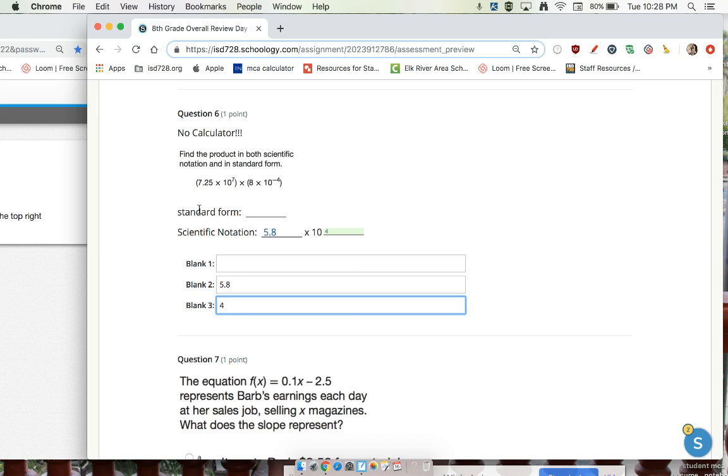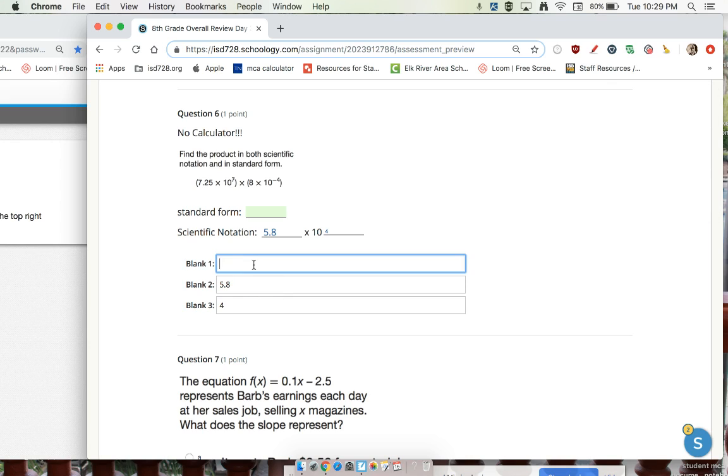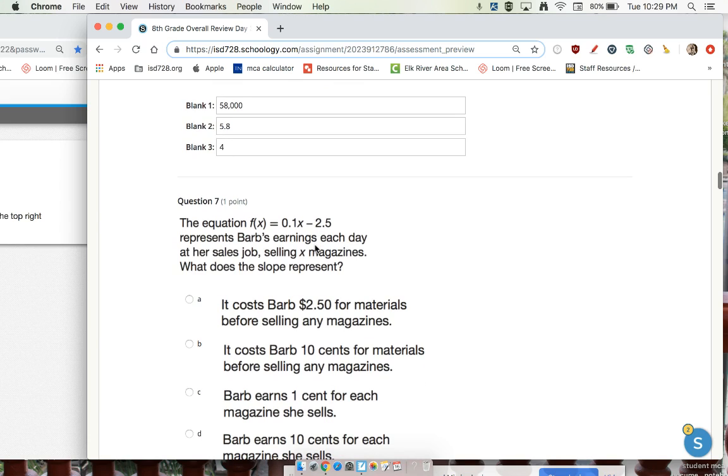And then I can go ahead and write it in standard form from here. The 4 just means I need to move the decimal 4 spots to the right. So there's 1 spot, and then I need 3 placeholder zeros. 1, 2, 3. So it would be 58,000 would be my standard form. There we go.